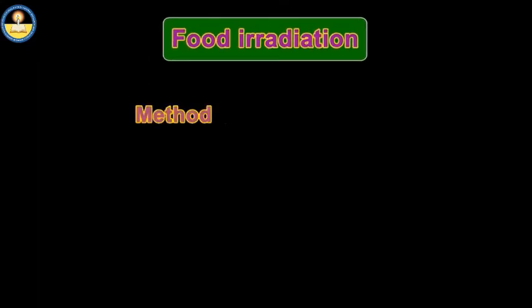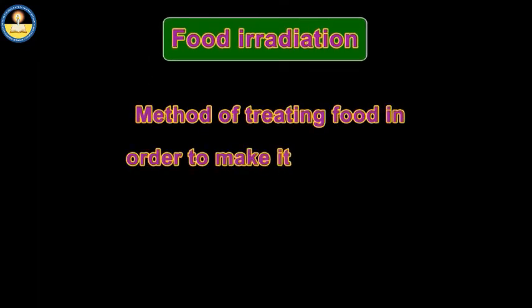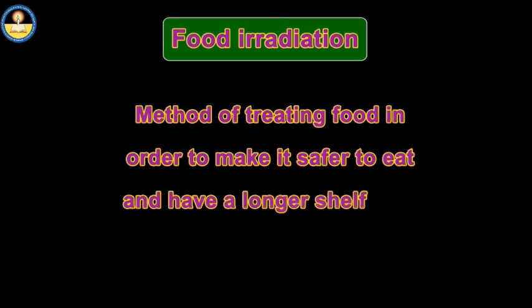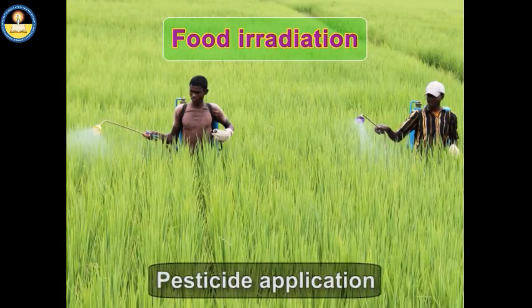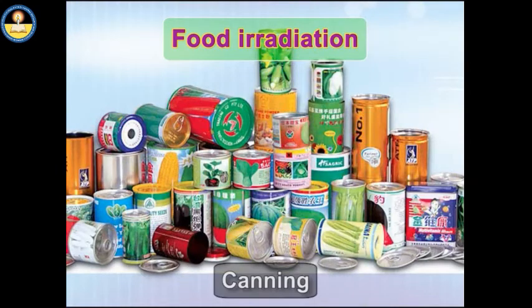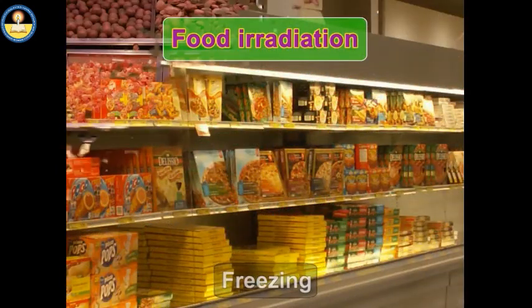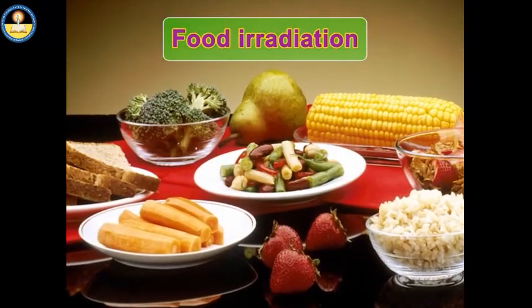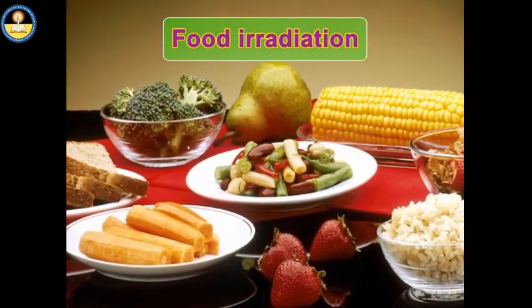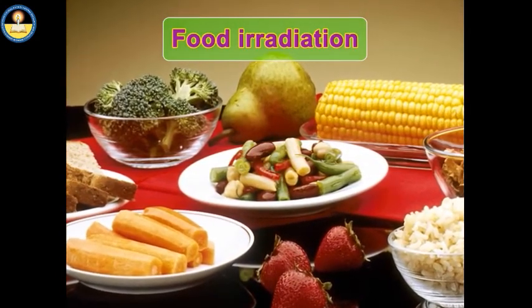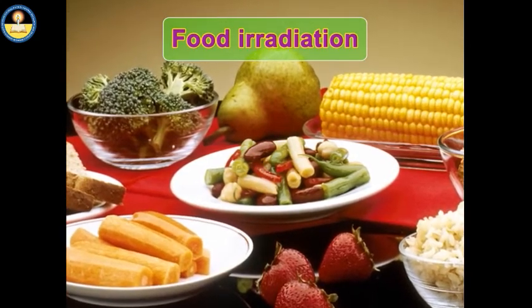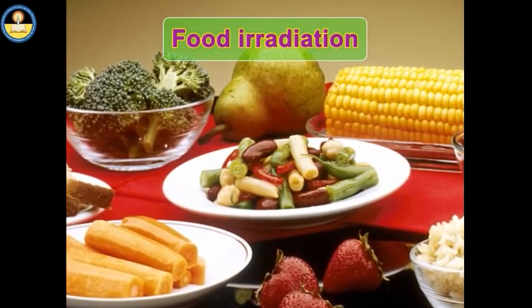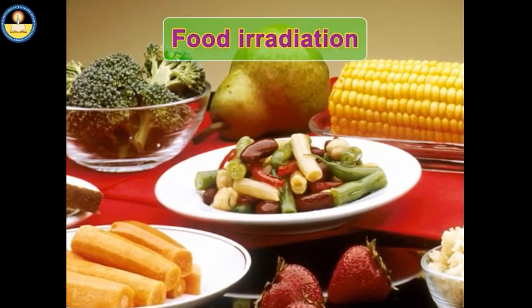Irradiation is a method of treating food in order to make it safer to eat and have a longer shelf life. This process is not very different from other treatments such as pesticide application, canning, freezing, and drying. The end result is that the growth of disease-causing microorganisms or those that cause spoilage are slowed or are eliminated altogether. This makes food safer and also keeps it fresh longer.